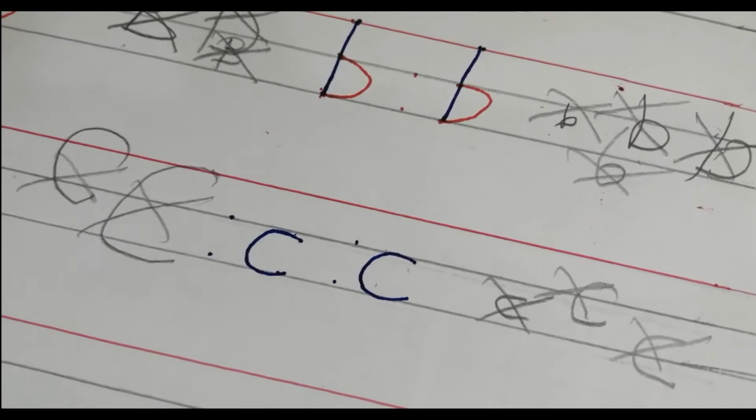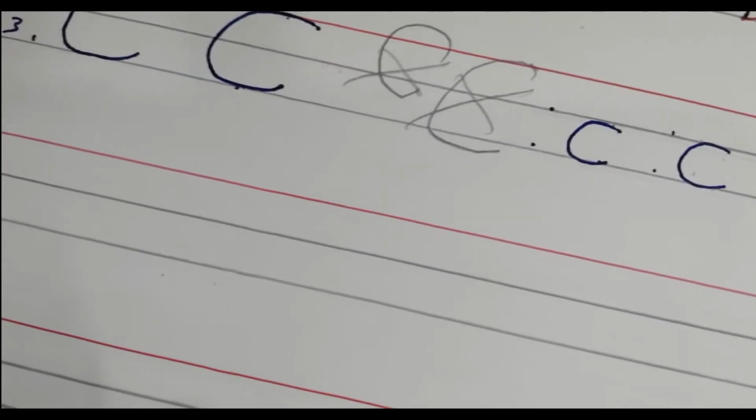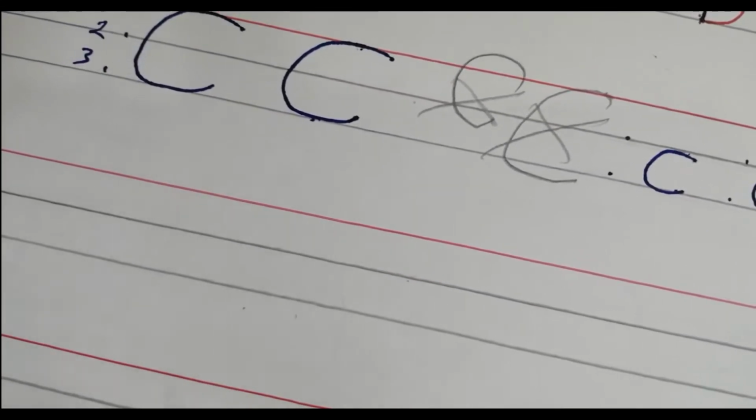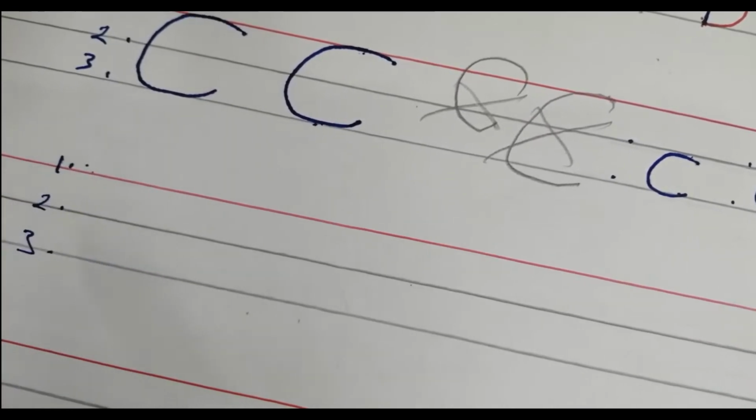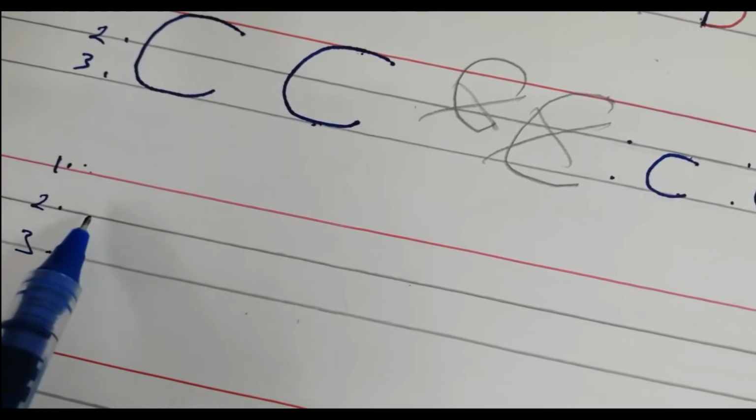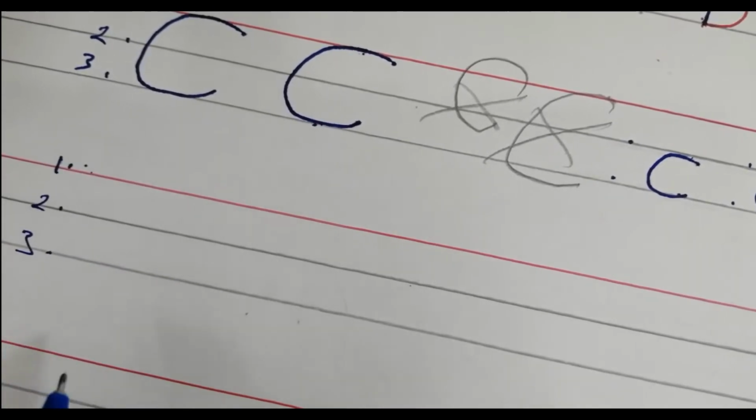Okay. D. How about D? Three lines as usual. Line 1, line 2, line 3. We always start from the red one. We cannot start from the black one or this one. No, it's impossible.